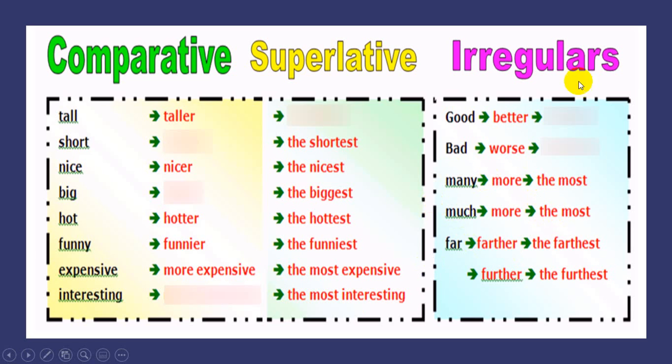We have here some irregular adjectives. We can't transform them by adding er or est. They are completely changed. Just like good, better, the best. Bad, worse, the worst. Many, more, the most. Much, more, the most. Far, farther, the farthest.